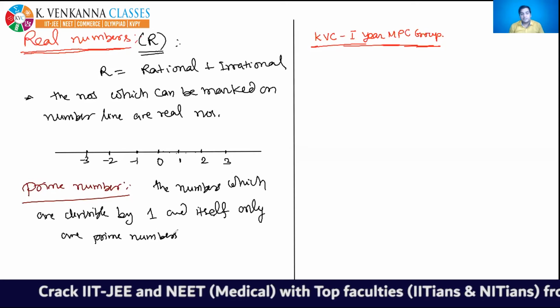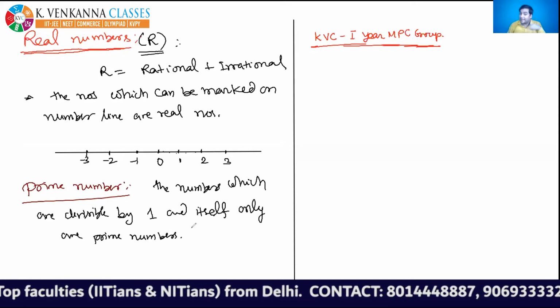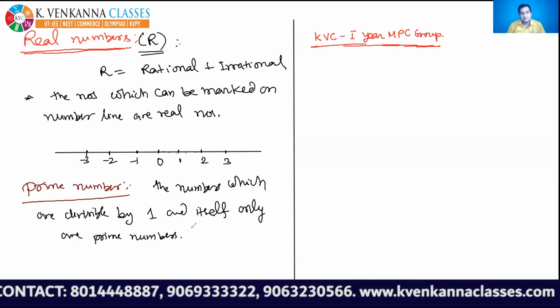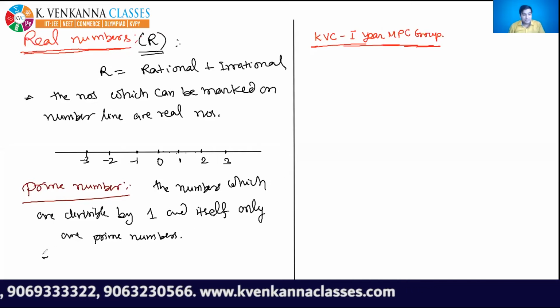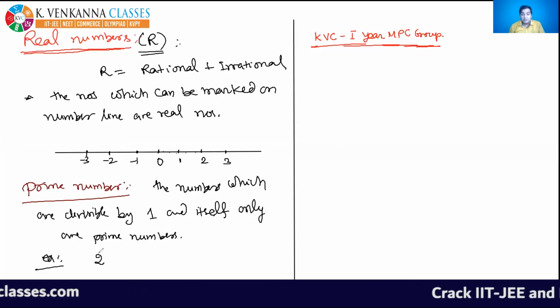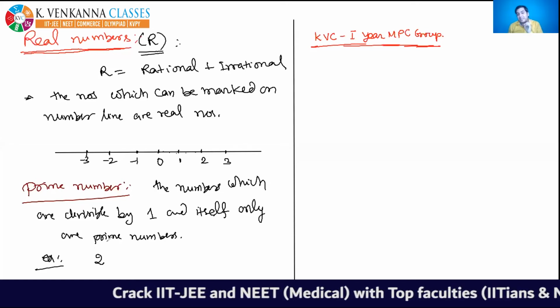So see, what is the definition? The prime numbers are divisible by 1 and itself. No other number can divide the prime number. For example, 2. 1 is not the prime. Remember, 1 is not a prime number.